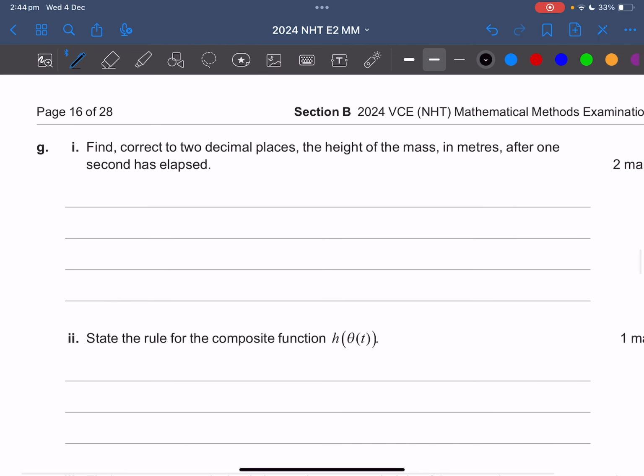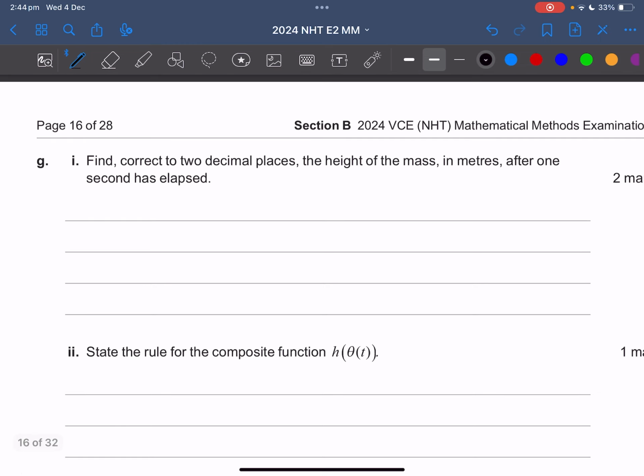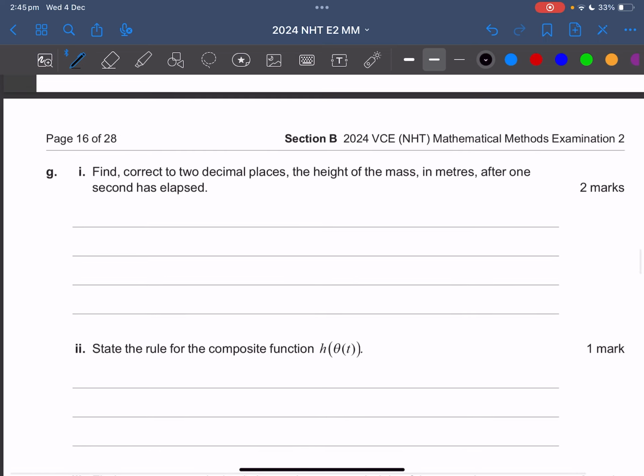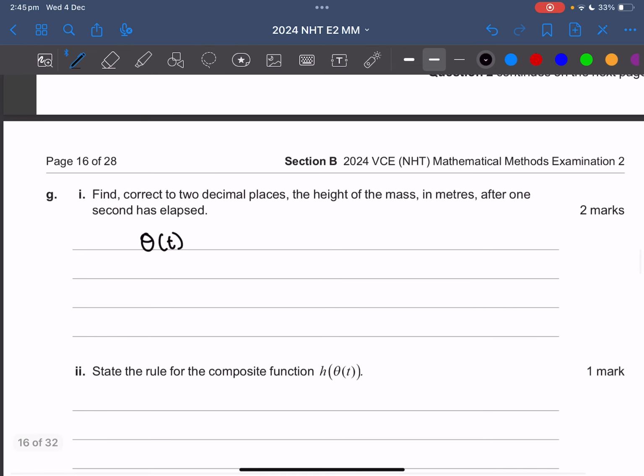So find, correct to 2 decimal places, the height of the mass in meters after 1 second has elapsed. Okay, so we have to find the height after 1 second being elapsed. Okay, so how do we do that? Well, we are given a function that is in terms of time. So theta function with respect to time. And what we have to find is height. So basically, we are given h of theta, and then we are given theta of t.